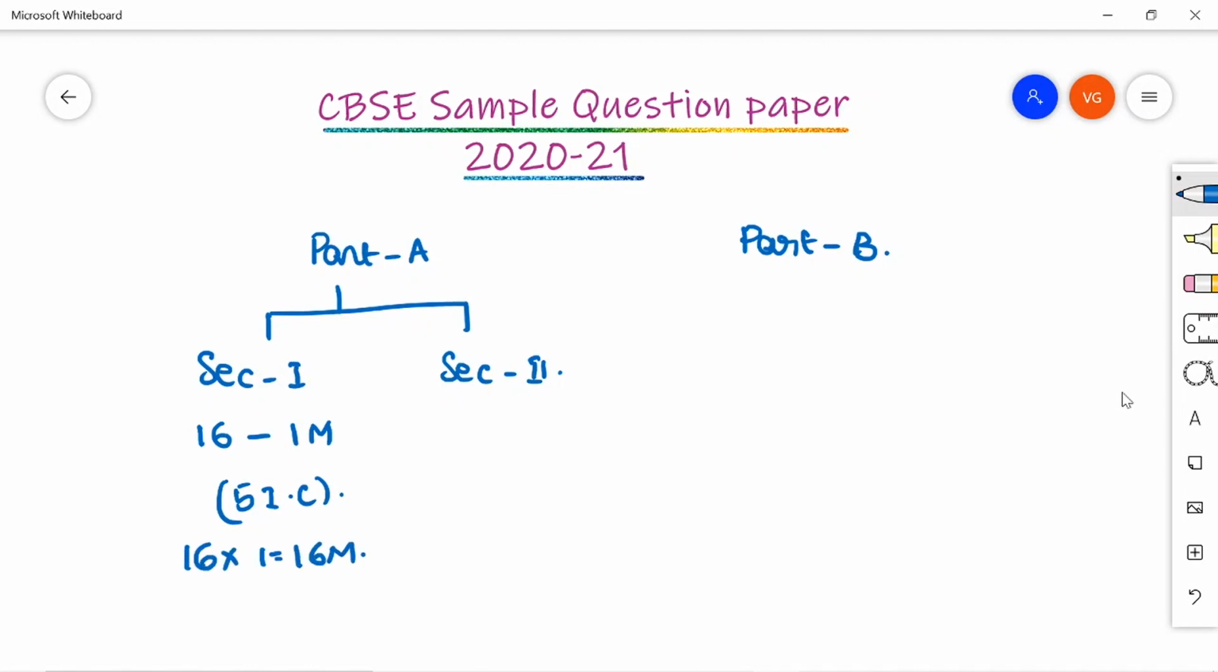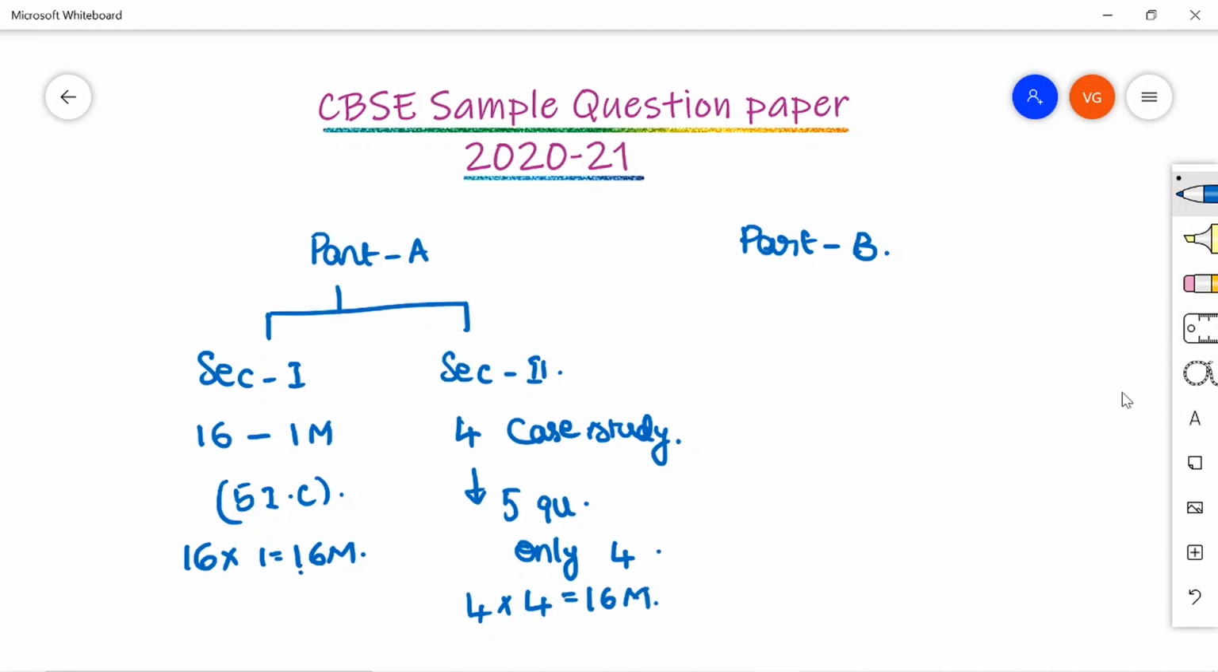Coming to section 2, you will be given 4 case studies here. Each case study has 5 questions. Out of that, you need to attempt only 4 questions. So 4 fours, 16 marks here. So 16 plus 16, totally 32 1 mark questions for part A. So just writing the correct option in the answer sheet is enough here to get your 1 mark.